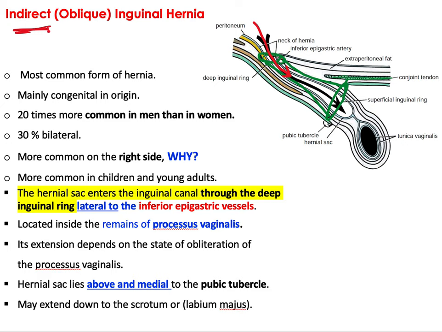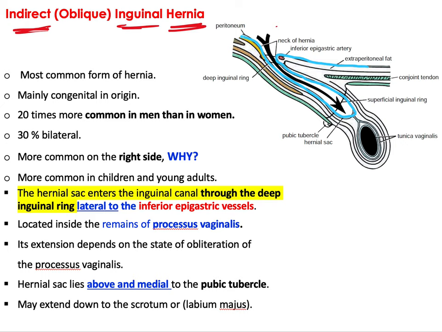In short, if loops of intestine pass through the deep inguinal ring and go through the inguinal canal, I call this indirect inguinal hernia. Not direct, don't confuse them; the direct is from here. So this is the indirect inguinal hernia. Mainly it's congenital in origin, though not always. Follow me: look at the peritoneum, the cover of the peritoneum. It should be closed at this point, but it's still not closed. Follow it in the inguinal canal, it's still open.